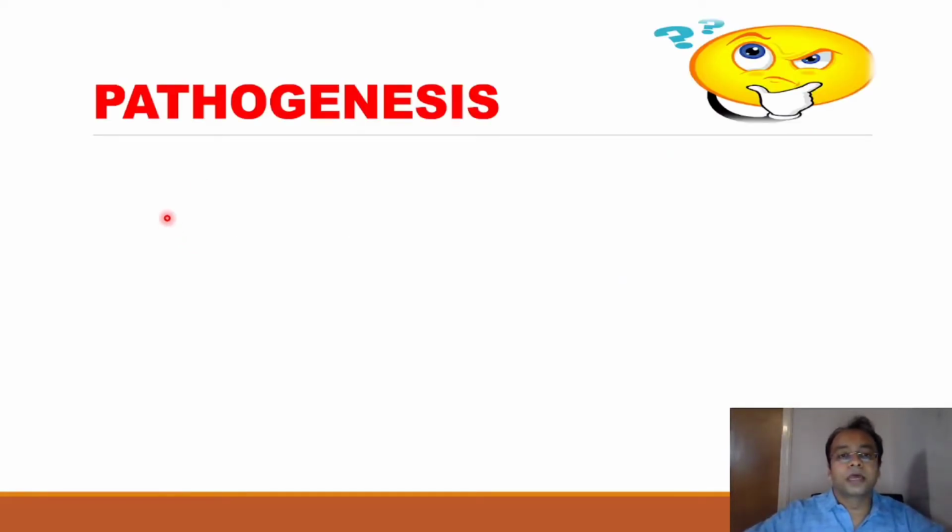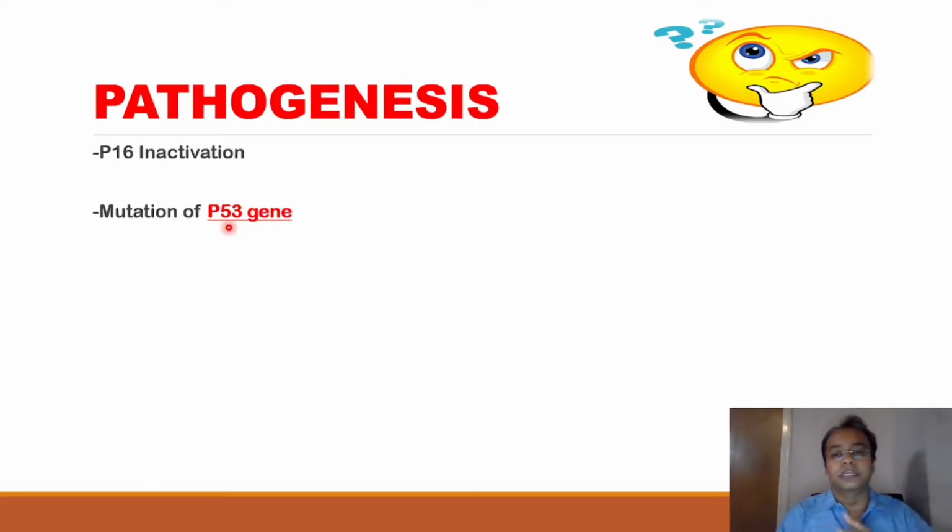All right. Now, pathogenesis. Why does squamous cell carcinoma develop? It could be because of P16 inactivation, it could be because of mutation of the P53 gene. The P53 gene is a tumor suppressor gene. So, if the P53 gene is mutated, then the damaged DNA will not get repaired, the mutated cell will not get removed, and the mutated cell will continuously proliferate.